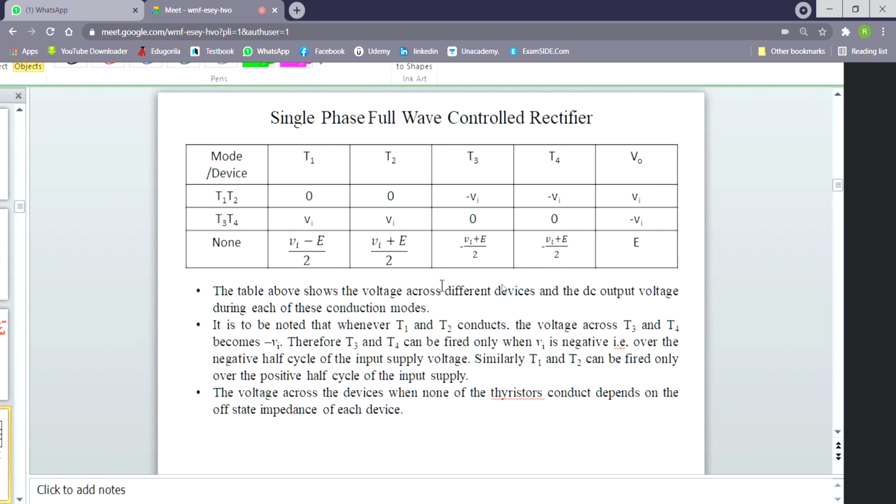The voltage across each of the devices when none of the thyristors conduct will depend upon the offset impedance of each device. Depending on the offset impedance of each device, the voltage rating when none of the thyristors are conducting would be decided. Let us see the figure of the continuous conduction mode and the discontinuous conduction mode then.